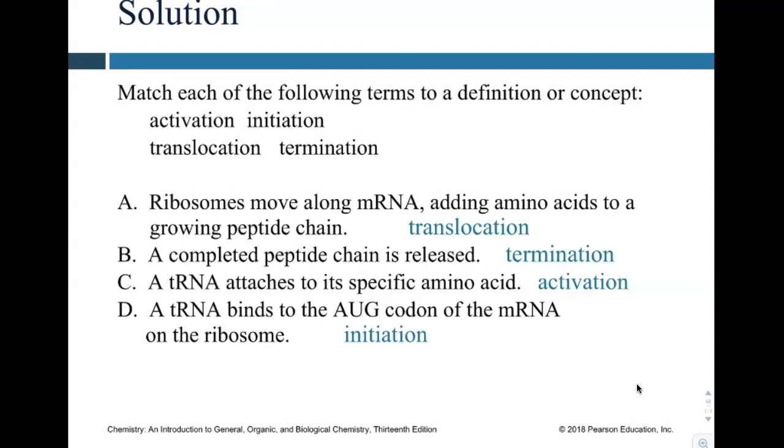Activation is when you have your tRNA attached to the amino acid. This is out in the cytoplasm, not anywhere near the ribosome. And then you have initiation when you have your first tRNA binding to your start codon, AUG, on that ribosome.